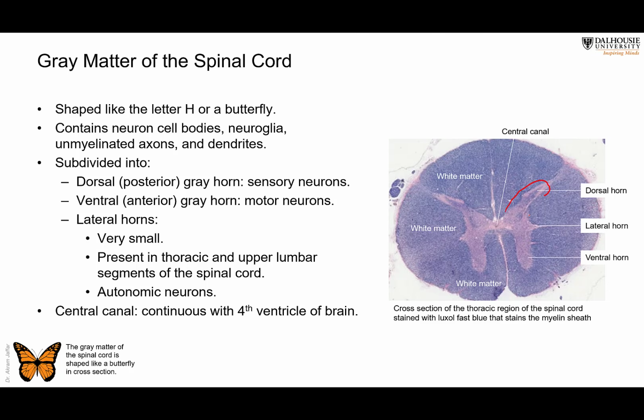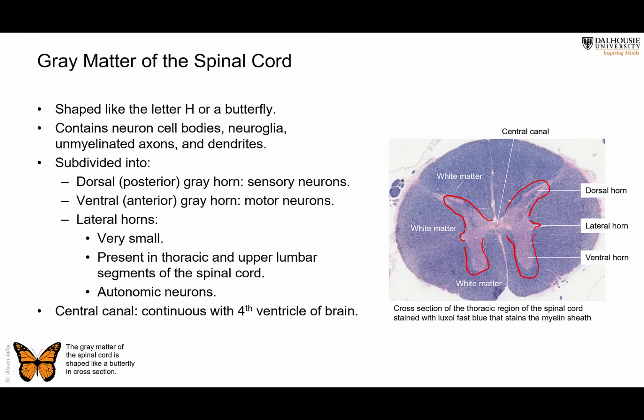And you can see that the gray matter, therefore, has a capital H shape, described with two horns, a posterior or dorsal horn and an anterior or ventral horn. Here in the nervous system, usually we use dorsal and ventral more than anterior and posterior, but you can use either of them. Okay, anterior is ventral and posterior is dorsal. Remember the first lecture we had in block 1. Okay, and in some regions of the spinal cord, like this one, we have a small lateral horn.